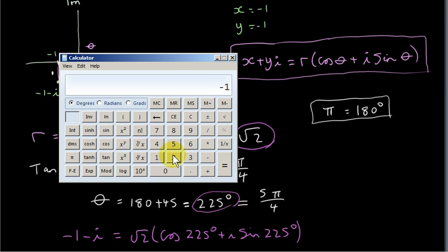And if we get the sine of 225 and multiply by the square root of 2, which is 2 to the power of a half, we should also get minus 1, because the imaginary part of our complex number is minus 1. So it does check out.